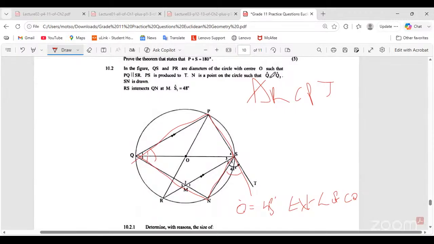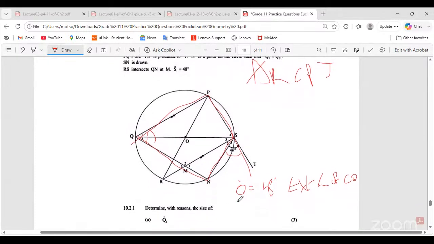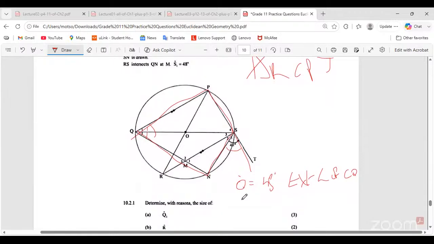Now let us go back to the statement that we were given. We were given that Q1 is equal to Q2. Therefore, we can just divide Q into two equal parts, right? Now, when we divide this into two equal parts, Q1 is equal to Q divided by 2, which is equal to 48 degrees divided by 2. I now get 24 degrees. Now Q1 is equal to Q2. That is given.